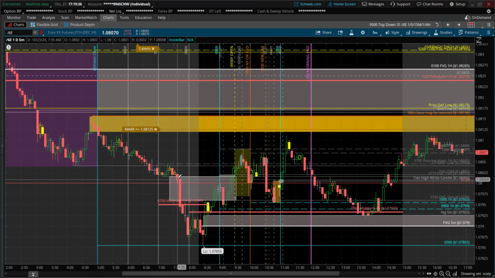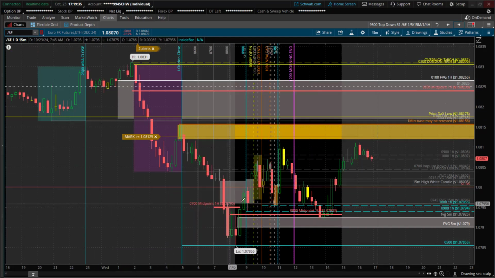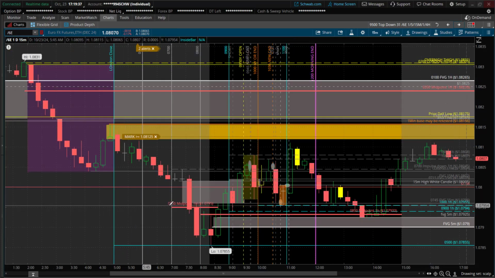7 o'clock, 7:30, big dump here, big dump. So I labeled, let's see which one that was, 15-minute. Let me go to the 15-minute chart so I can show it again. Here we are on the 15-minute chart. This big red candle, big body, that big red candle. Well, just like I showed you on the 1-hour chart.